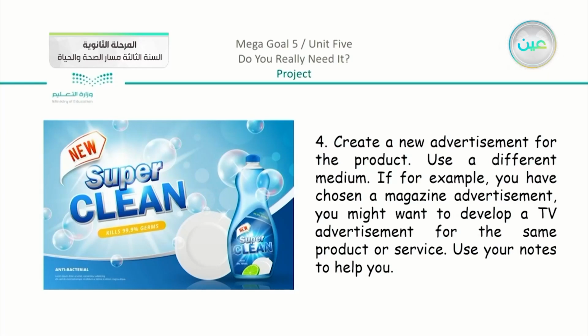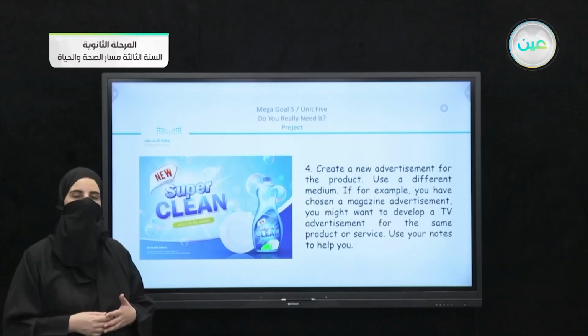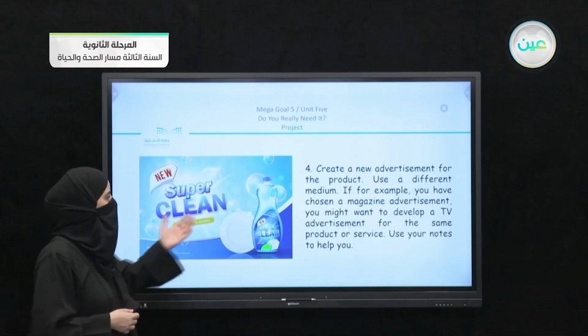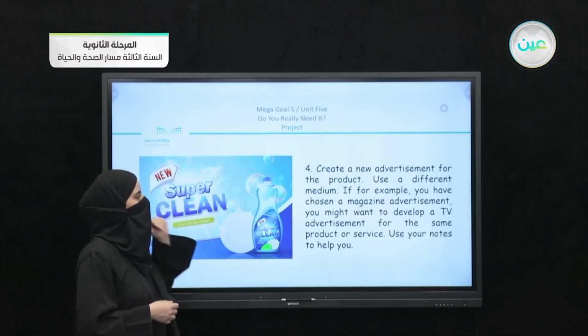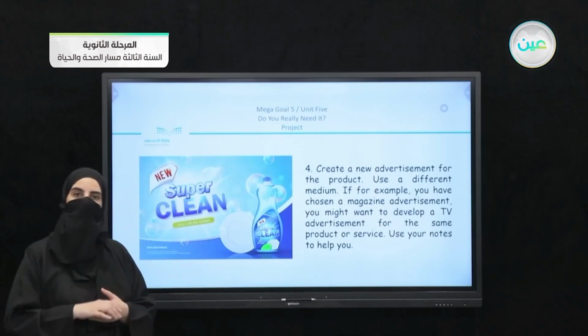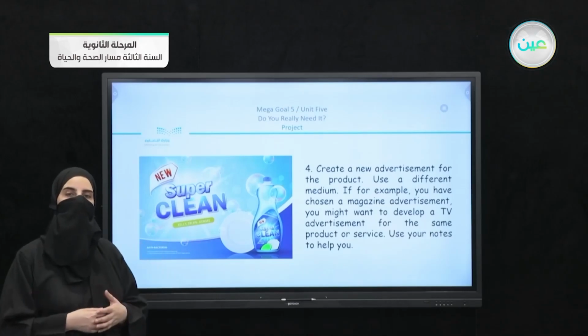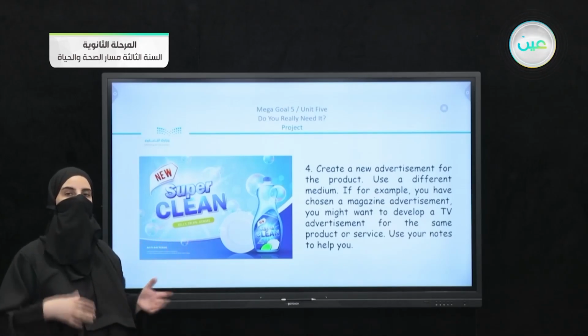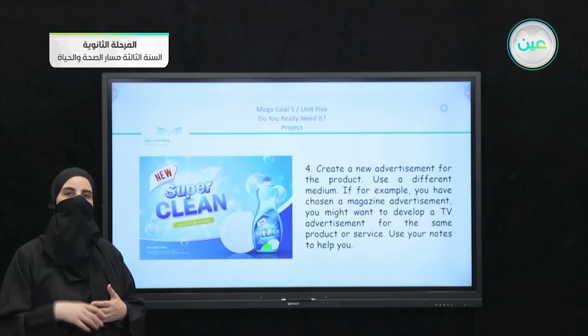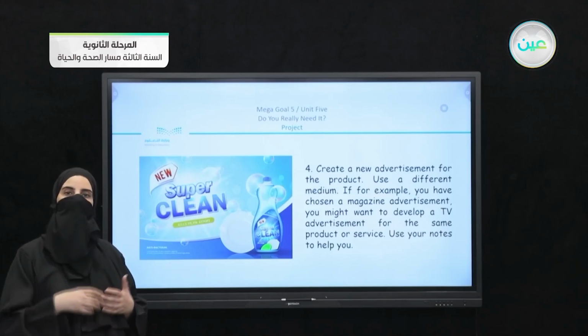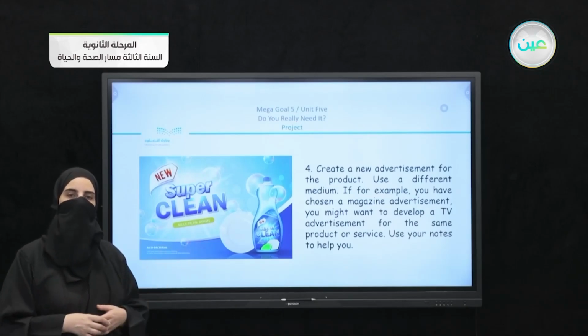So as we have just discussed, here you can find in the book the same instruction to just think about something else. So for example, if you have seen something about a dishwasher liquid here, or a kind of soap that is seen in a magazine or a billboard, think about how you can turn it into a TV advertisement, how you can attract more people to use this kind of product.